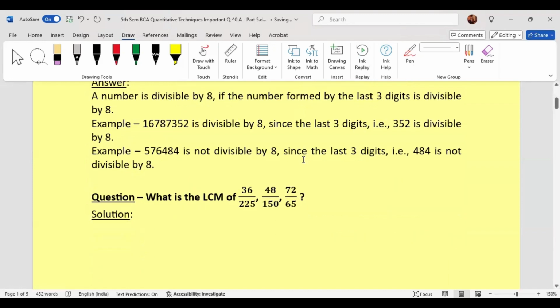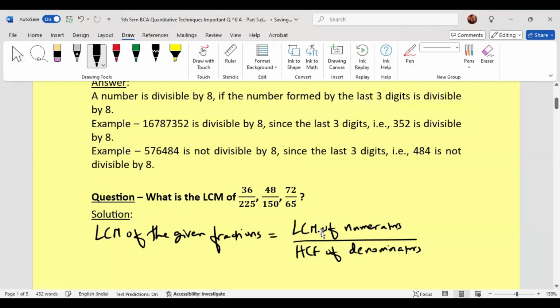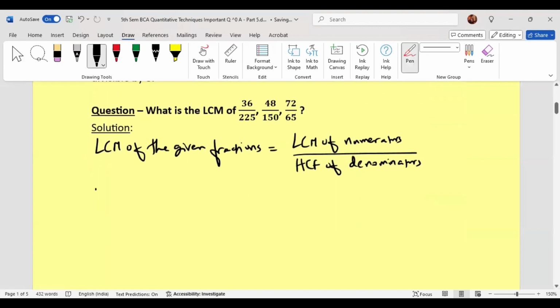What is the LCM of 36/225, 48/150, 72/65? So LCM of the given fractions is equal to LCM of numerators divided by HCF of denominators. Let us first find out LCM of numerators.